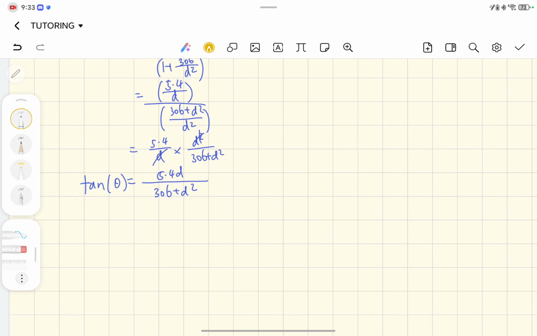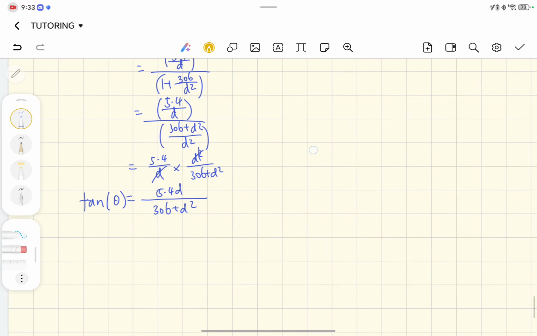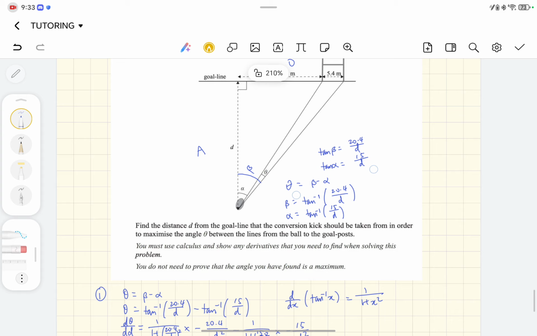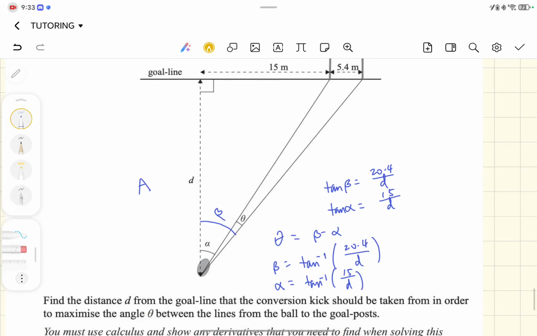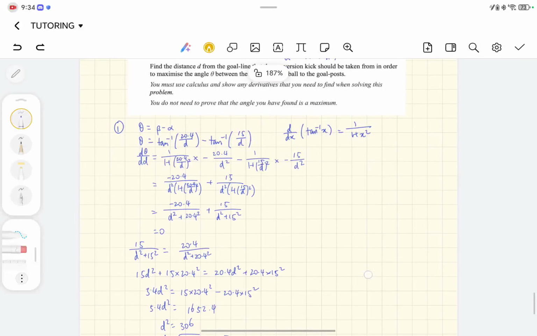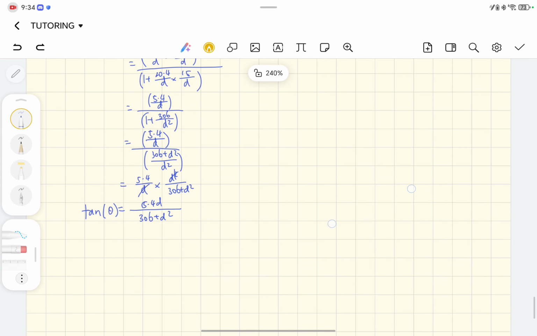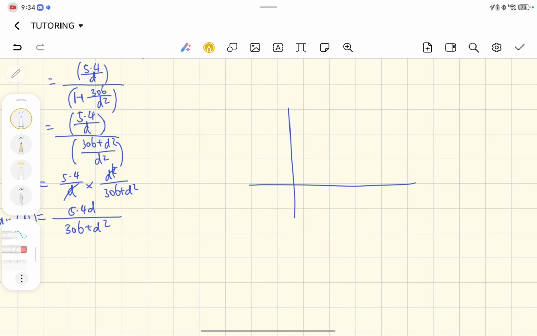Now, we're trying to find the distance d that maximizes theta, but we're working in the first quadrant here, meaning we're working between 0 and 90 degrees. And obviously, theta will be between 0 and 90 degrees. There's no way that theta could be more than 90 degrees. So, we can draw a tan graph. This is our 90 degrees here. It goes like that. That's how y equals tan x looks. We're working between 0 degrees and 90 degrees.